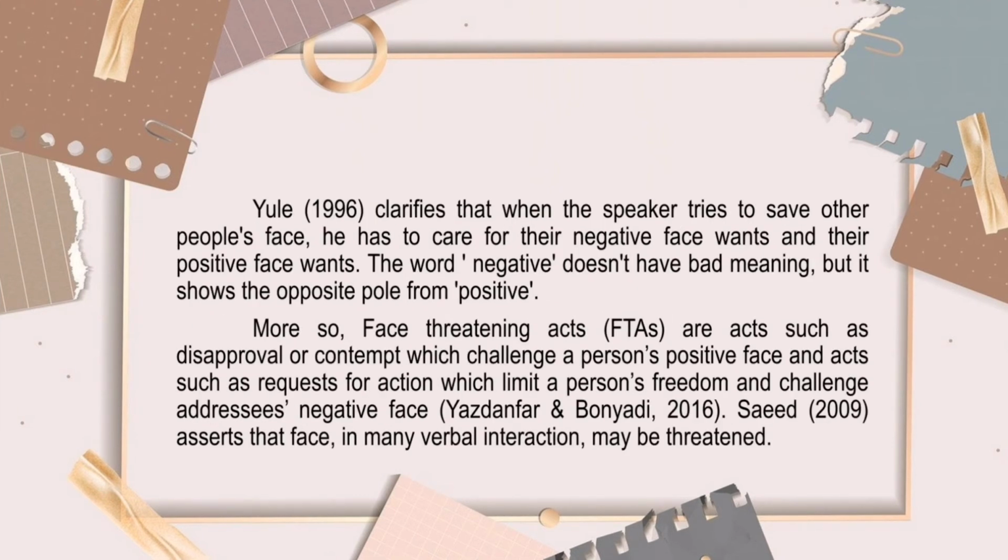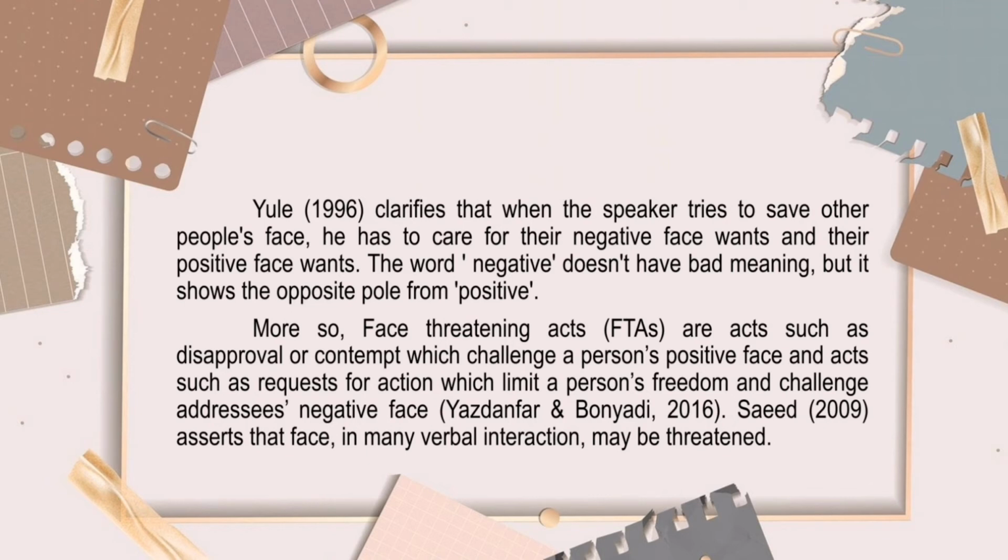Yule 1996 clarifies that when the speaker tries to save other people's face, he has to care for their negative face once and their positive face once. The word negative doesn't have a bad meaning, but it shows the opposite pole from positive. So when one needs to be free of action and not to be imposed on by others but independent, he has negative face.